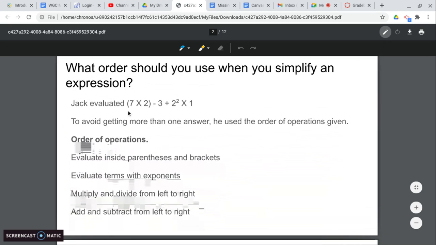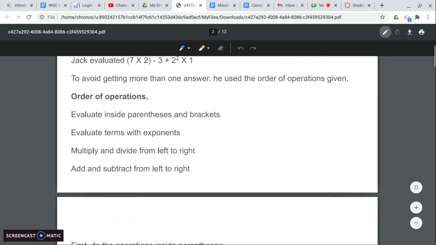Jack evaluated 7 times (2 minus 3) plus 2 squared times 1. To avoid getting more than one answer, he used the order of operations given. Order of operations. Evaluate the inside parentheses and brackets. Evaluate terms with exponents. Multiply and divide from left to right. Add and subtract from left to right.